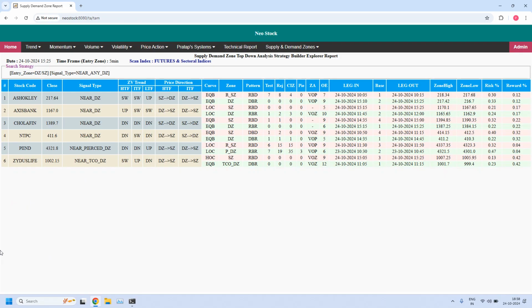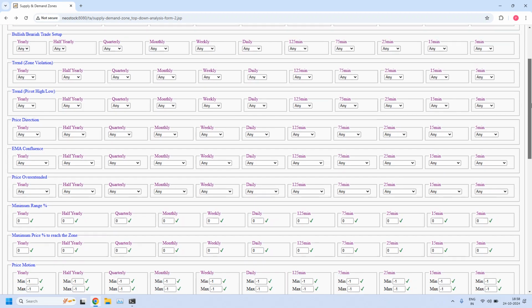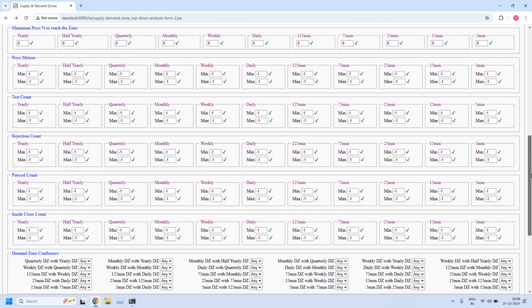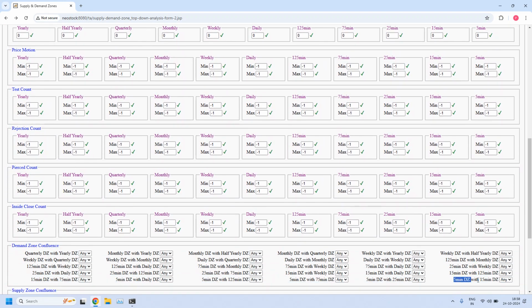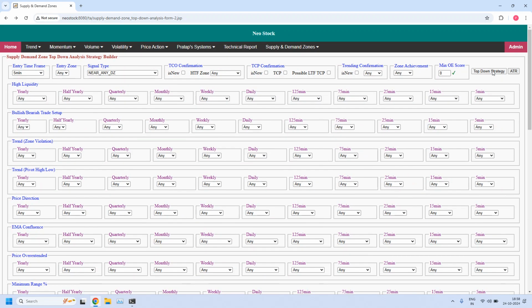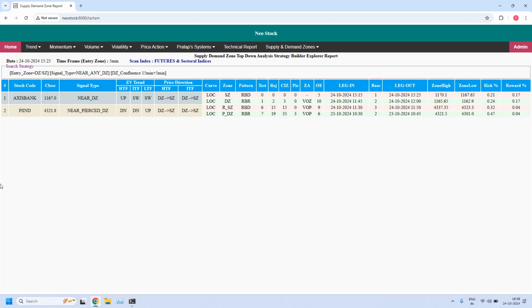Let's verify whether any of these 5 minutes demand zones are having ITF confluence. That is 5 minutes demand zone confluence with 15 minutes demand zone. I'm enabling the filter. Let's verify. So these 2 demand zones are having ITF, but the second one is already a pierced zone. You can ignore it.